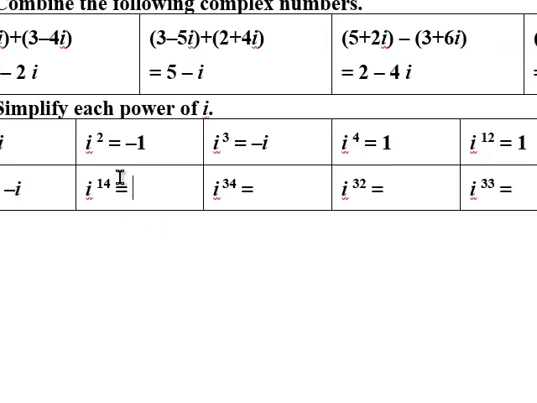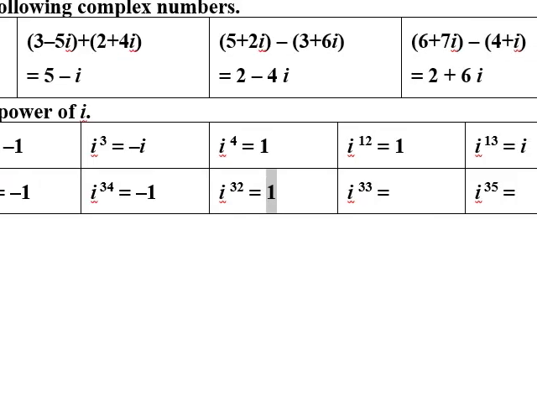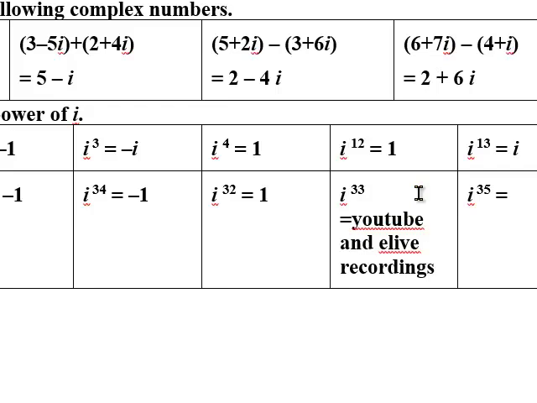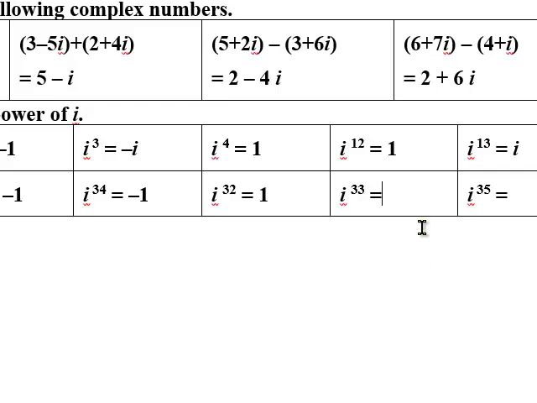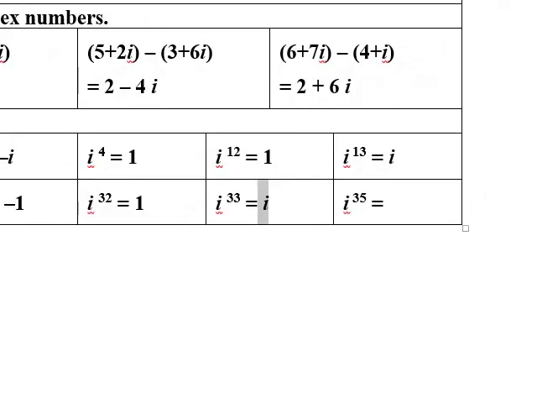So i to the 14th is the same as this one here. So i squared, which is -1. Again, it's i squared, i to the 6th, i to the 10th, i to the 14th, and so on. Same thing, by the way, for i to the 34. i to the 32nd would be 1 again, and then times another i squared. Well, that's -1. So there it is. i to the 32nd, there it is, 1. i to the 33, we're back to i. There we go, i. And i to the 35th, well, that's i to the 32, which is 1, times i to the 3rd, which is -i. And there it is.